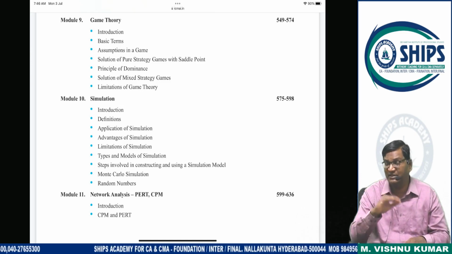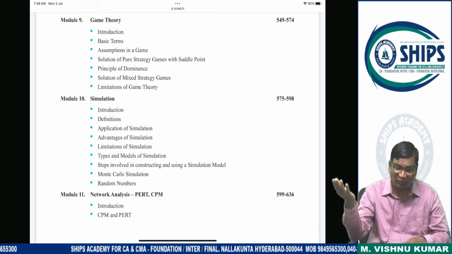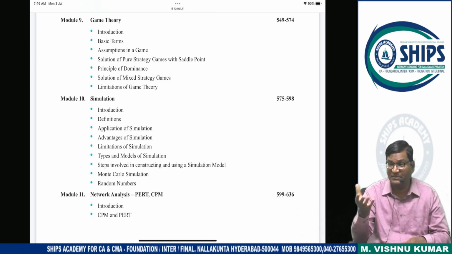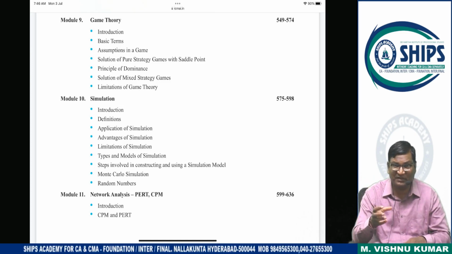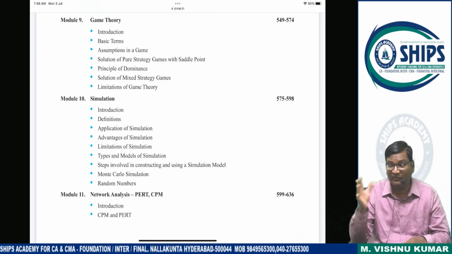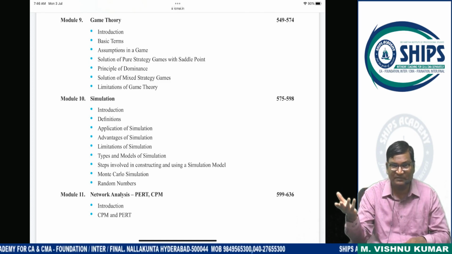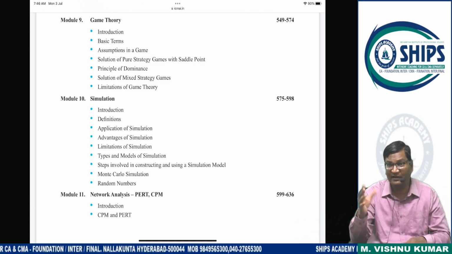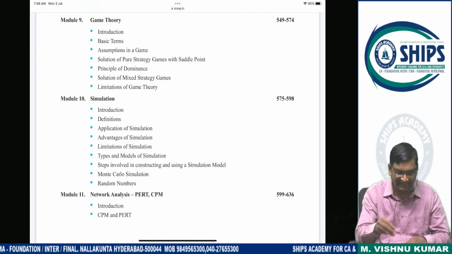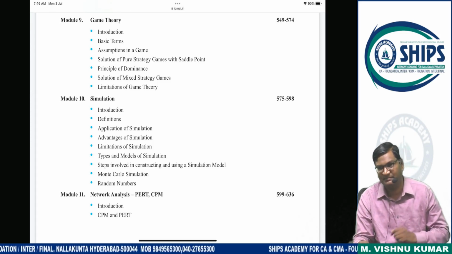So what strategy will Pepsi use? What strategy will Coca-Cola use? If Pepsi gains, who will lose this market share? Coke. If Coke gains, who loses? Pepsi. So one player's gain will be another player's loss. This we have to understand in game theory.